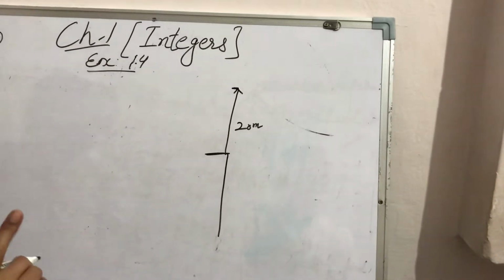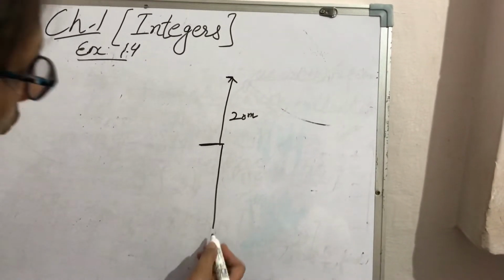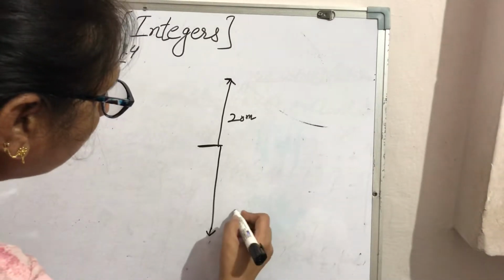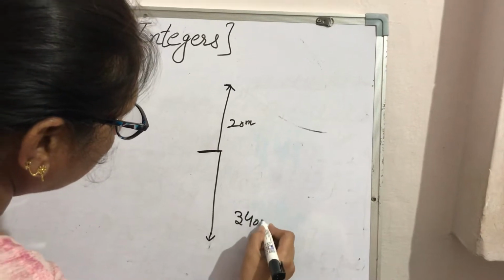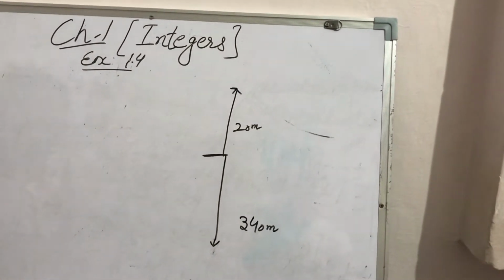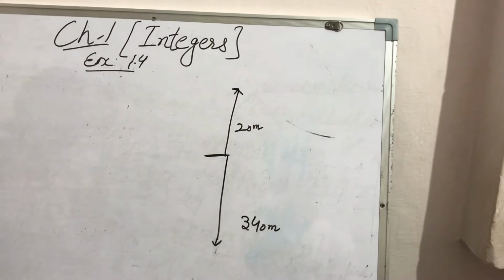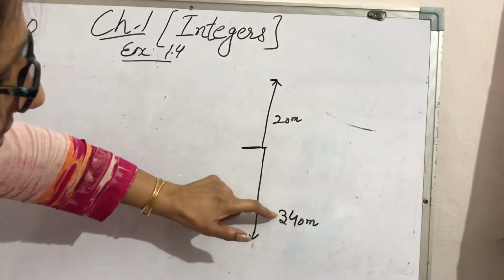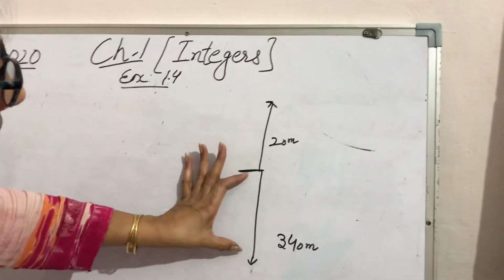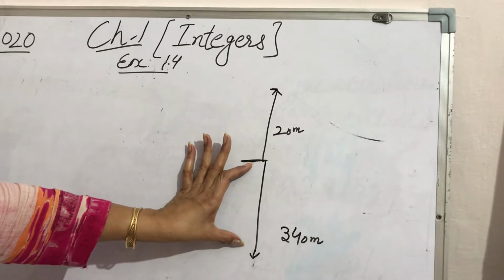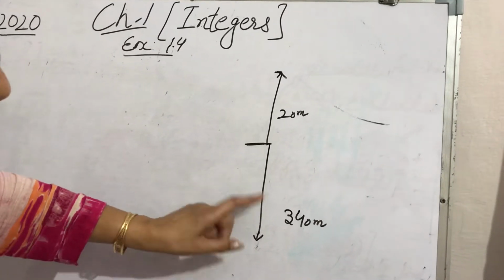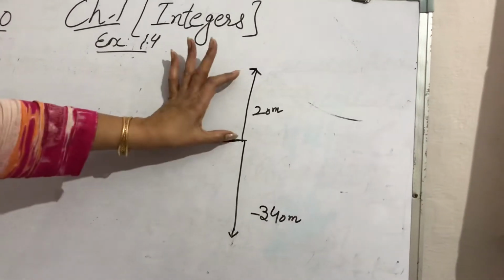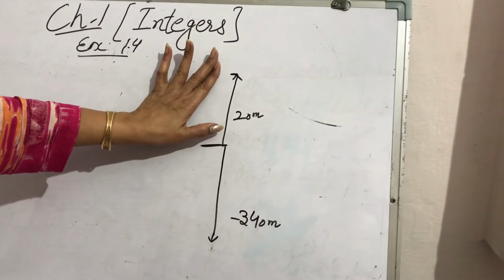minus 340. Minus 340, it is understood it will go in the below direction, 340 meter. But in the statement it is given minus 340 and we are taking here 340. Why have we changed the sign? Because it is understood that we are taken below the earth. If we have taken below the earth, it is a negative integer. But above the earth it is a positive integer.